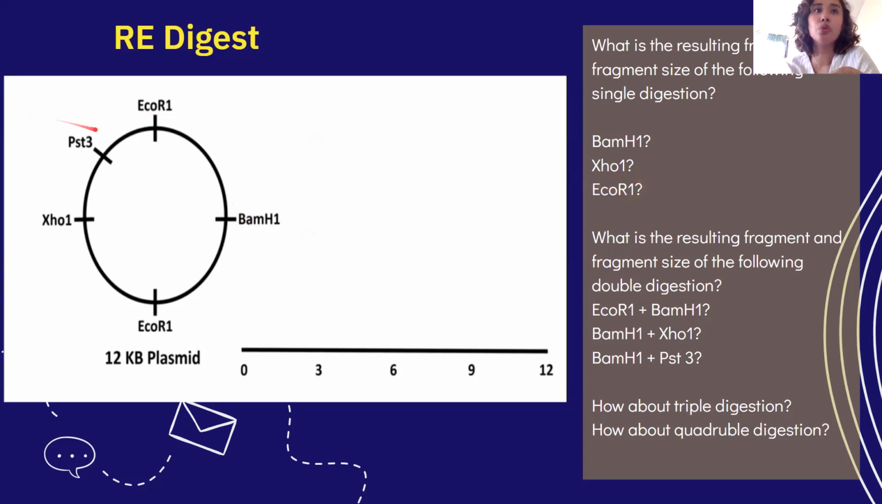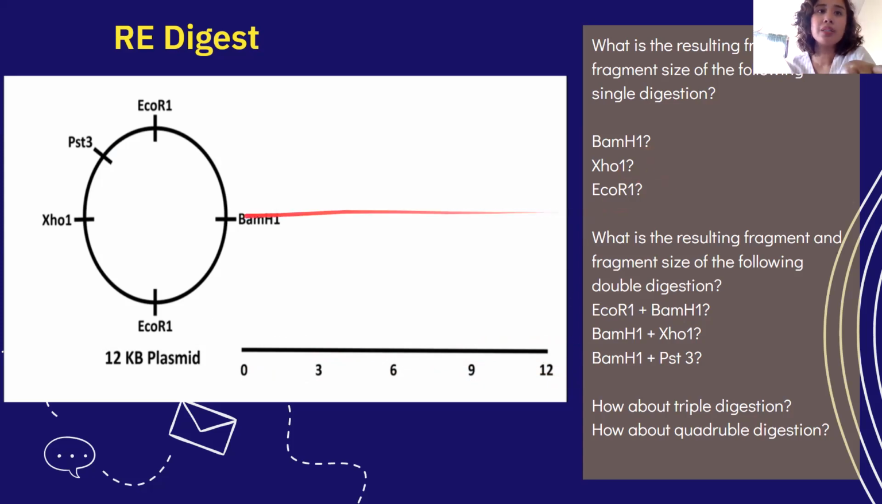XhoI. So, notice dito sa plasmid natin, isa lang yung restriction site. So, pag tiniran mo sa gel electrophoresis, ang resulting fragment is 12 kb pa rin. Isang fragment lang eh. So, kung nalilito ka, you could use this linear.